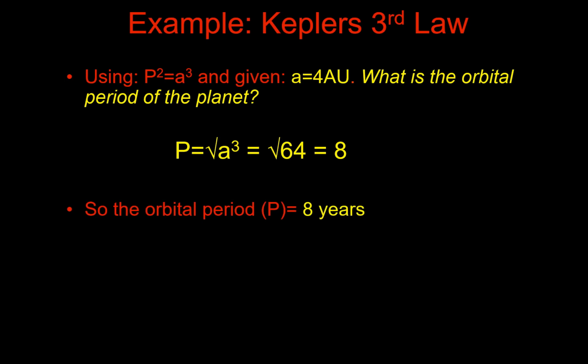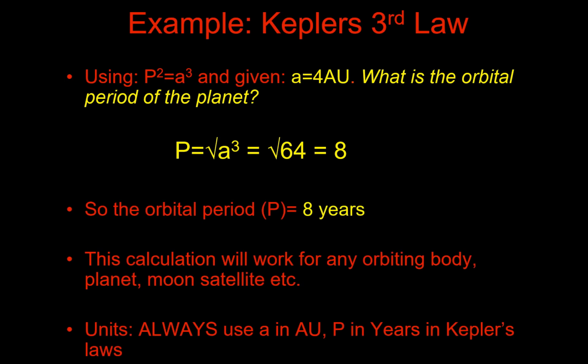And that calculation will work for any orbiting body. A planet, a moon, a satellite, something going around the Earth, something going around the moon, something going around the sun, any regular orbiting body. In this form, though, only use astronomical units and p in years.